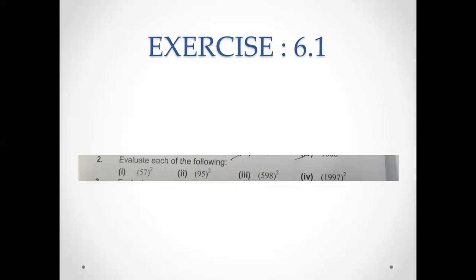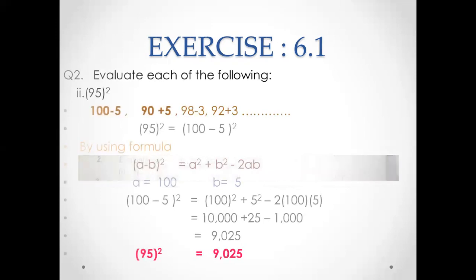Now come to question 2. Evaluate each of the following. 57 whole square, 95 square, 598 square, and 1997 whole square. Again, they didn't mention here the formula, but we did question number 1 with plus and we do this one with the minus. Evaluate each of the following.